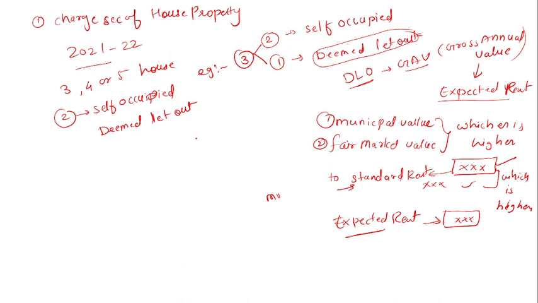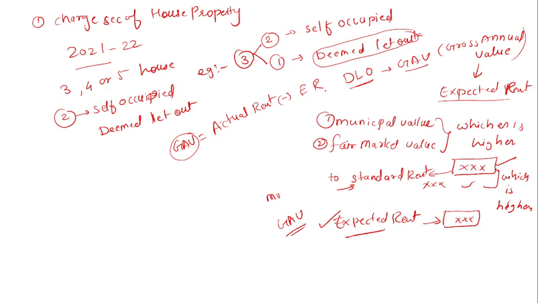After that, from the expected rent we get the GAV. How will we get the GAV? From the actual rent we paid, minus the expected rent. If no actual rent is given and no GAV is known, then we consider the expected rent as the GAV. In this way you can calculate your expected rent.